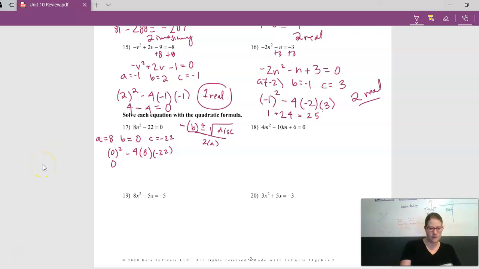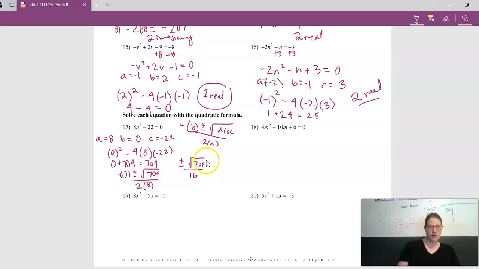Let's just double check that. Yeah, so it'll become +0 plus 704. So my discriminant is 704. So now I'm going to take this and plug it into the bigger formula here. So -b would be -0 plus or minus the square root of 704 all over 2 times A, and A was 8. So plus or minus square root 704 over 16.